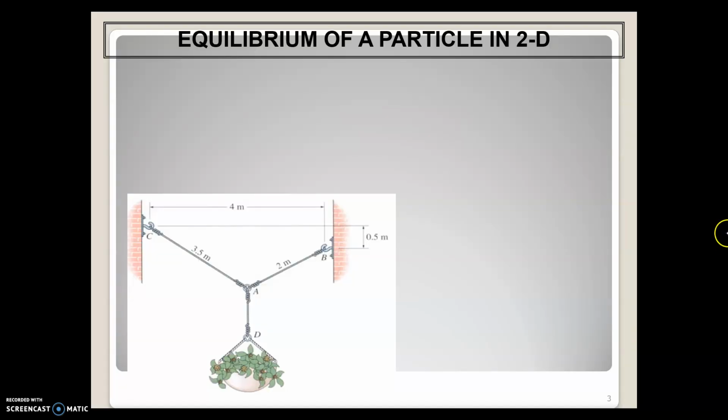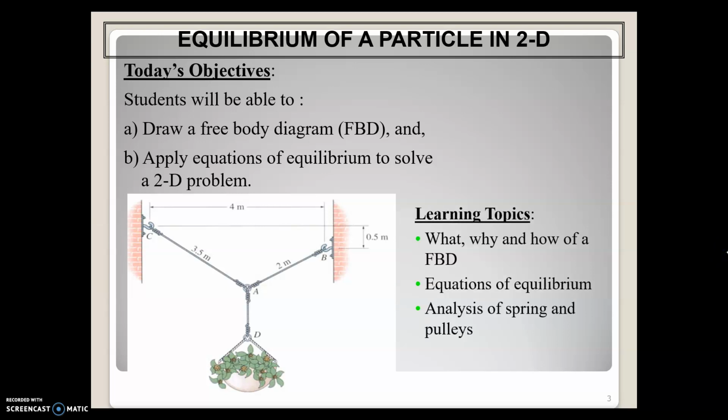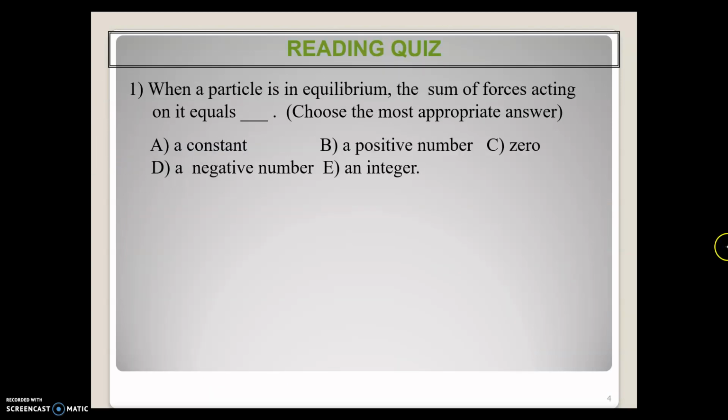For this equilibrium of a particle in 2D, the objective is that students will be able to draw a free body diagram, which we call FBD, and also apply the equation of equilibrium to solve a 2D problem. So the learning topic is the what, why, and how of a FBD, and also equation of equilibrium and analysis of springs and pulleys.